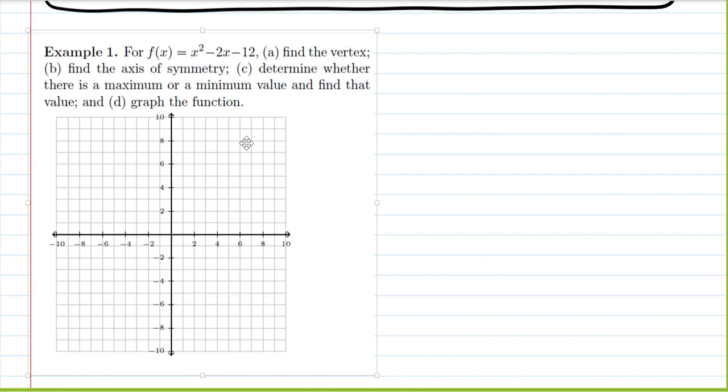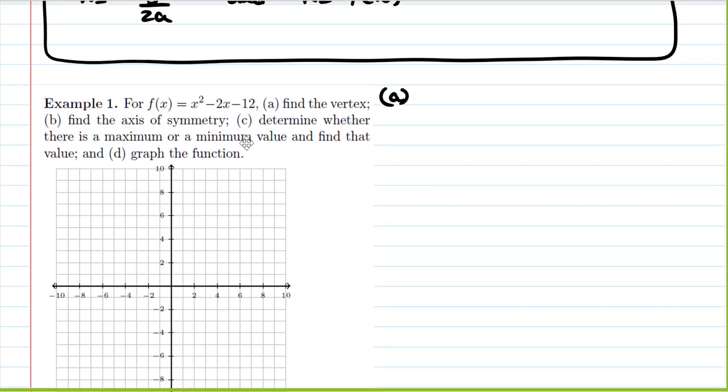So to find the vertex, for part A, we need to use our vertex formula. So we identify our a, our b, and our c. Our a is 1, our b is negative 2, and our c is negative 12. And that's actually a typo. Let's go ahead and change that. That shouldn't be negative 12. It should be negative 2. So our c should be the value of negative 2.